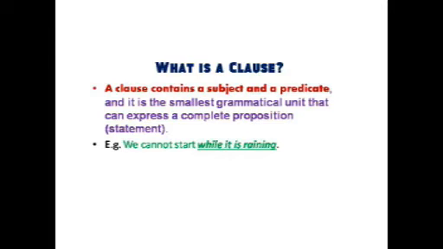So, we know the difference between a clause and a sentence. A clause doesn't give us complete sense like a sentence. Usually a clause is found along with another main clause because it cannot stand alone. It is in a way incomplete. The example given there: we cannot start while it is raining. So, while it is raining is a clause and it is always depending on the other clause, the main clause, that is, we cannot start.